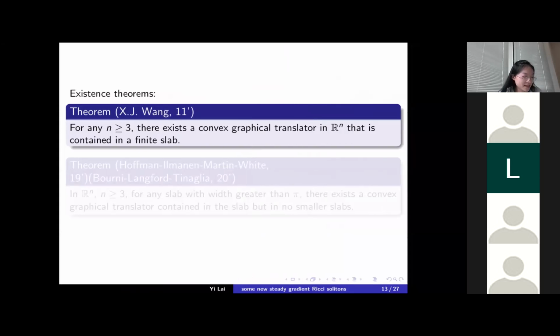So for mean curvature flow flying wings, there are many nice results. The first one is the existence result. It was first proved by Wang Xujia that for any dimension n greater than or equal to 3, you can find a flying wing that is contained in a finite slab.